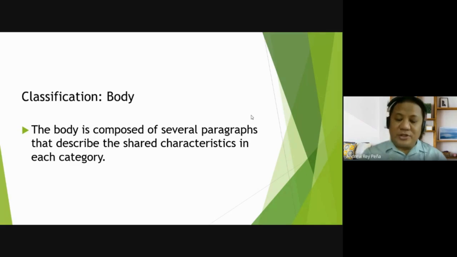The body is composed of several paragraphs that describe the shared characteristics in each category. So if you are to write a classification paper based on chocolate and the different kinds of chocolates based on composition, then you would devote one or more paragraphs about dark chocolate, one or more paragraphs about white chocolate, and one or more paragraphs about milk chocolate.